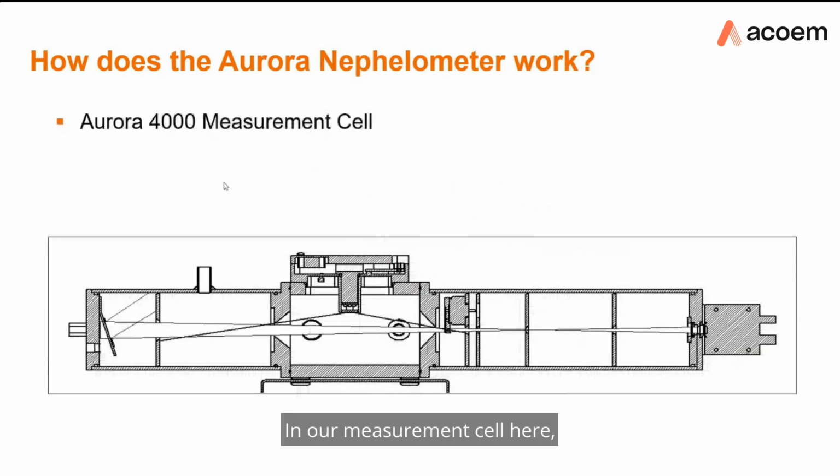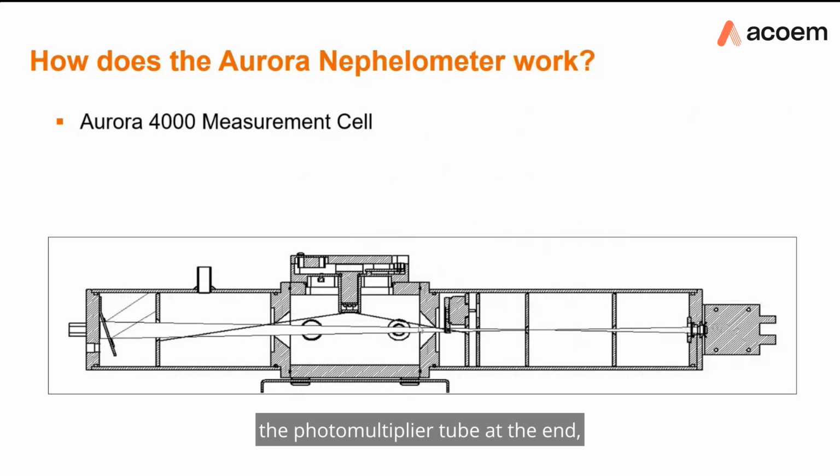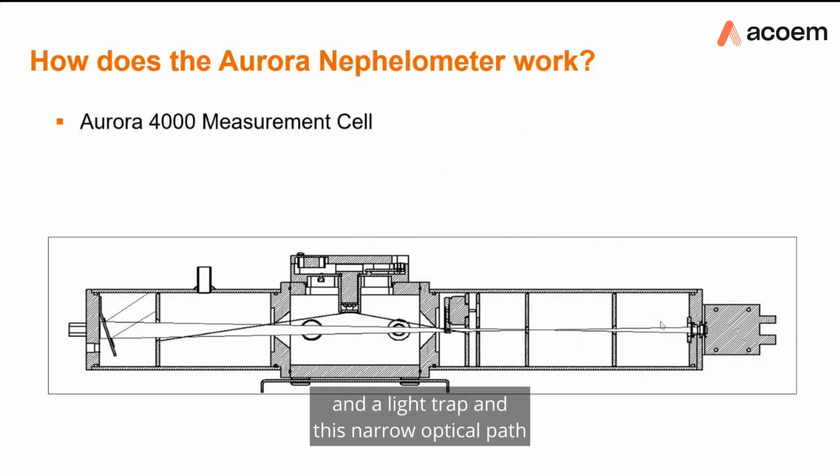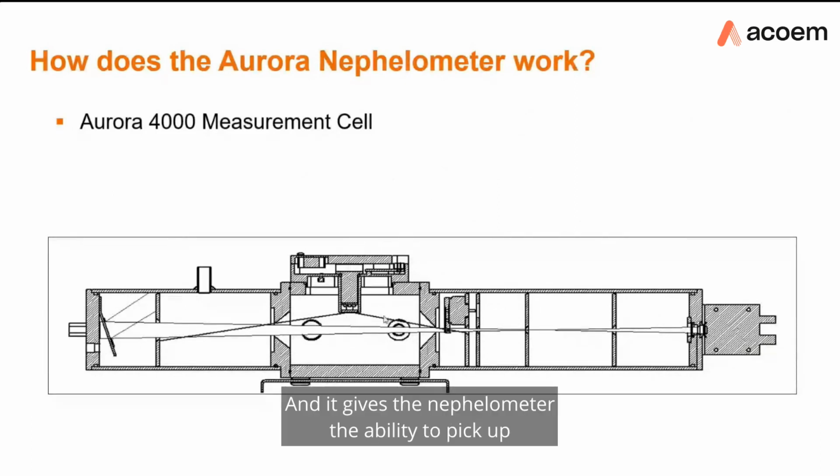In our measurement cell here, we can see where the light source is in orientation to the reference shutter, the photomultiplier tube at the end, and a light trap. And this narrow optical path is where the sample is illuminated, and it gives the nephelometer the ability to pick up these small amounts of scattering that are detected there.